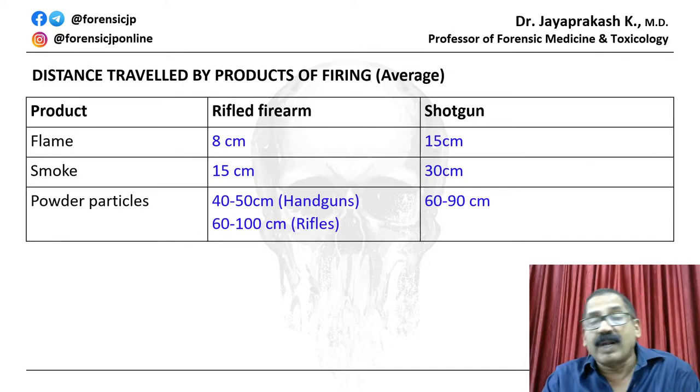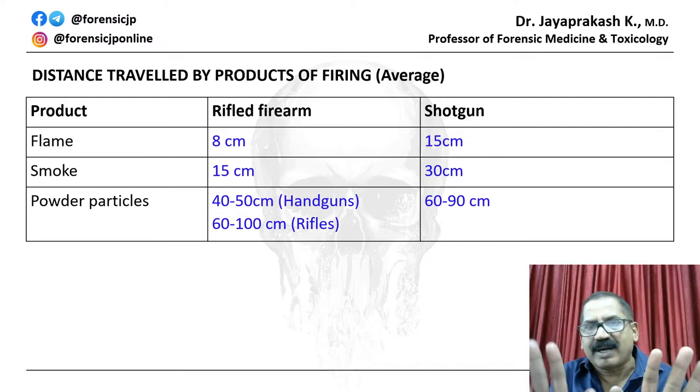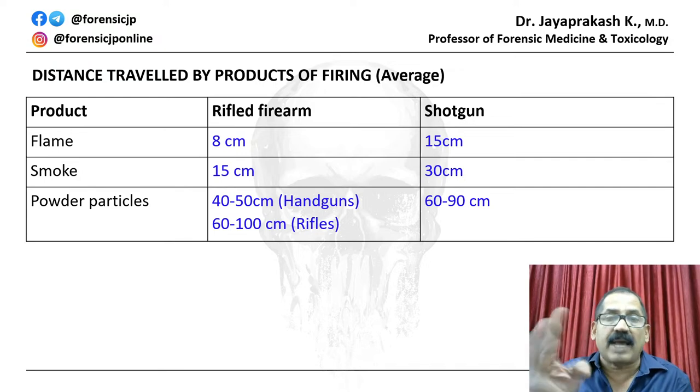And powder particles. Powder particles, no need to remember exactly 40 to 50, 60 to 100. Just remember handguns, that is pistol and revolver, half meter. Whereas rifles and shotgun, you can remember 1 meter. 60 to 90 or 60 to 100 is okay. You remember maximum 1 meter. Okay. And the question related to this, I will show you later.